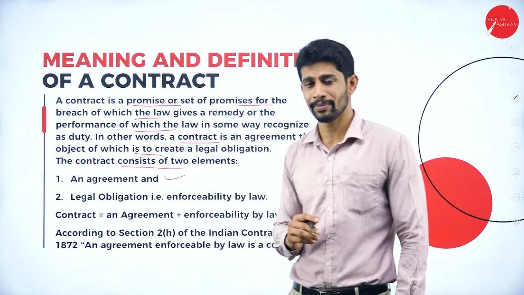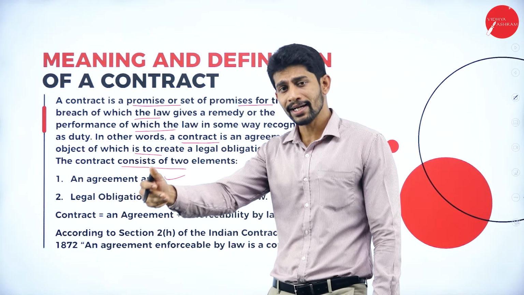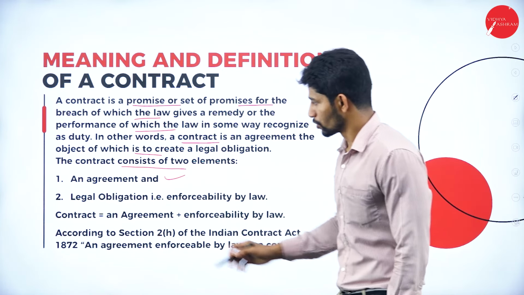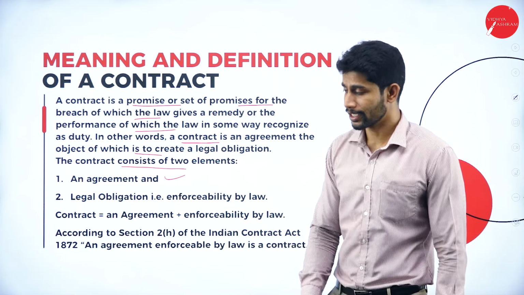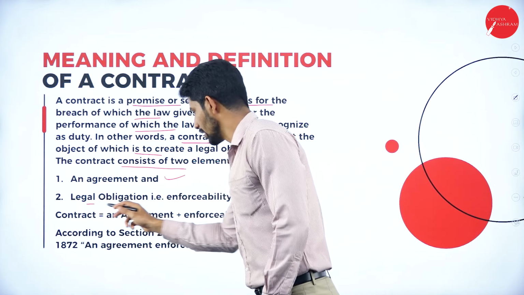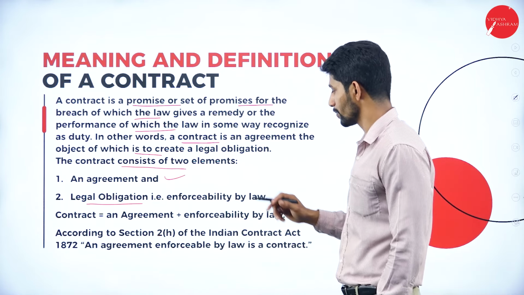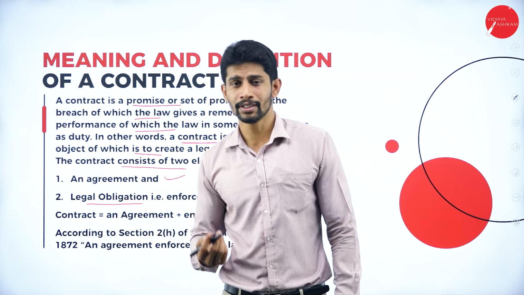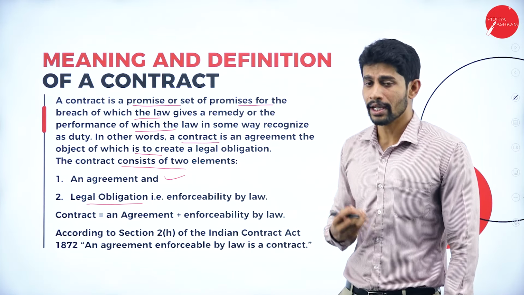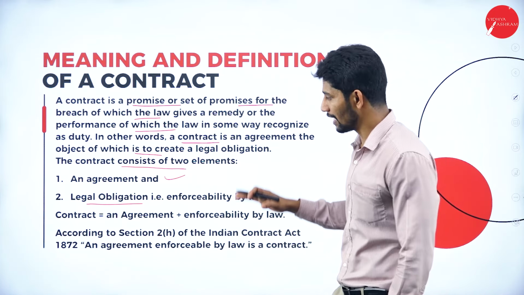Yes, what is an agreement? Agreement means proposal and acceptance of proposal. So in contracts we'll be having two elements. The first element is an agreement. The second element is legal obligation, that is enforceability by law. Both the parties are supposed to perform whatever duties they agreed to perform. That is called legal obligation.